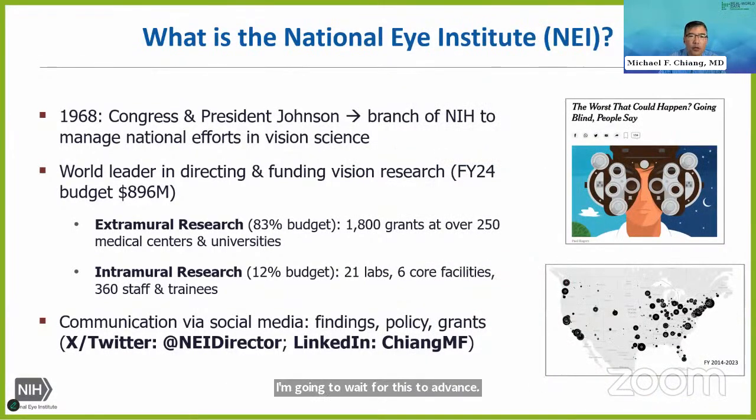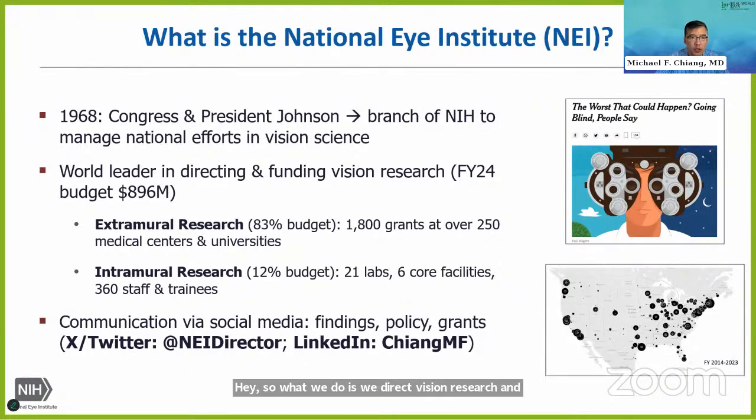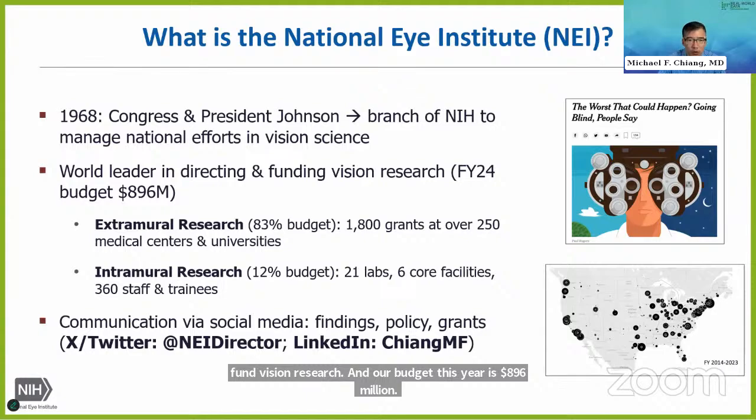What are we? We're the branch, as Brian mentioned, of the National Institutes of Health that manages national efforts in vision science. So what we do is we direct vision research and we fund vision research. And our budget this year is $896 million. And that makes us the biggest funder of vision research anywhere in the world.